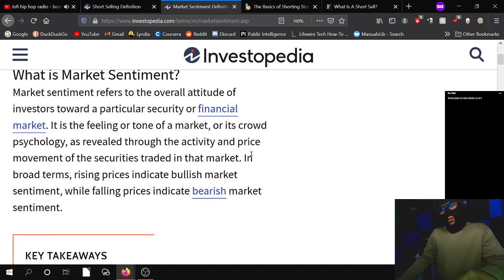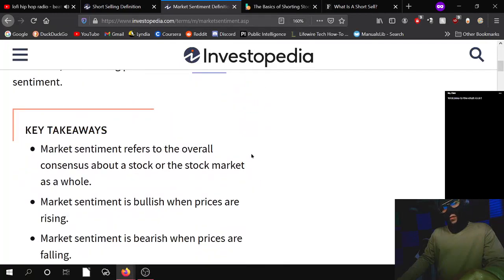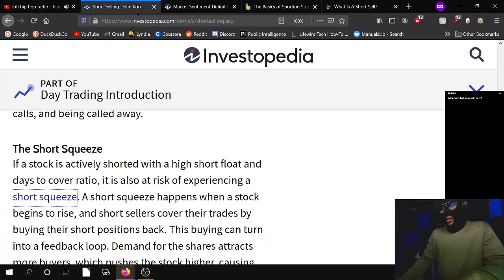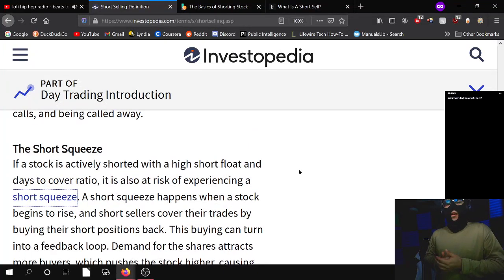So now on to key takeaways. Market sentiment versus the overall consensus about the stock or the stock market as a whole. Okay, gotcha. Yeah, and it just talks about bearish and bullish attitudes, which is the way I see it. Anyhow, that's what we've been talking about. Short squeeze in general. There's a lot about it, but it is part of the conversation. Short selling and short squeeze.